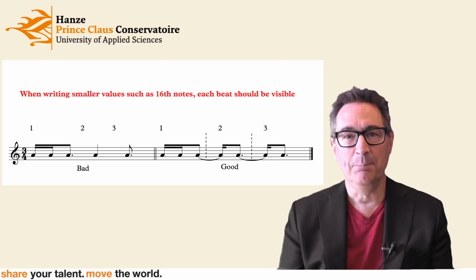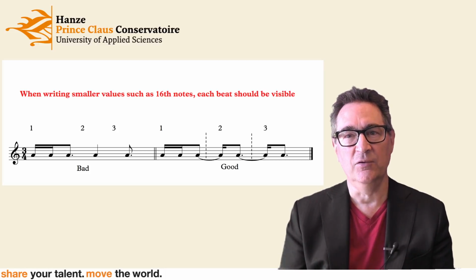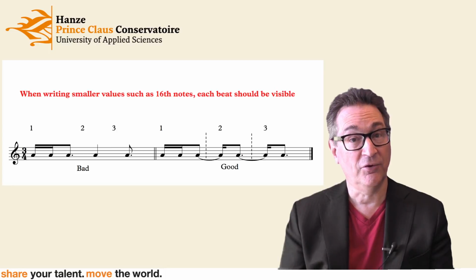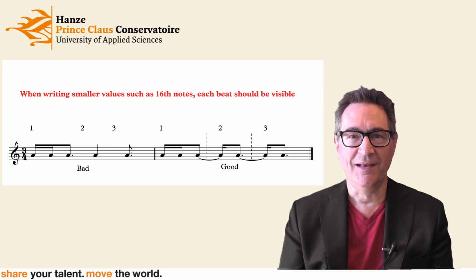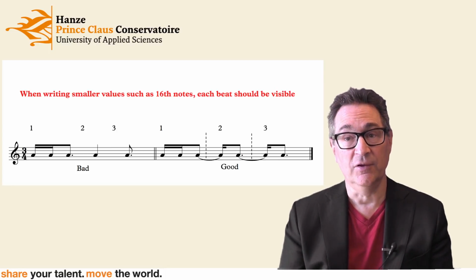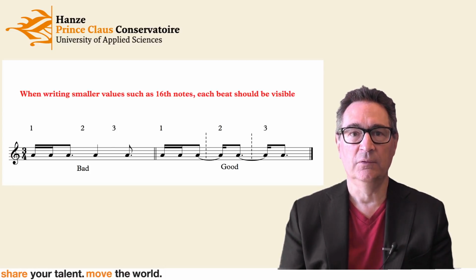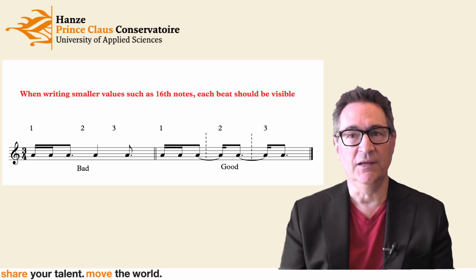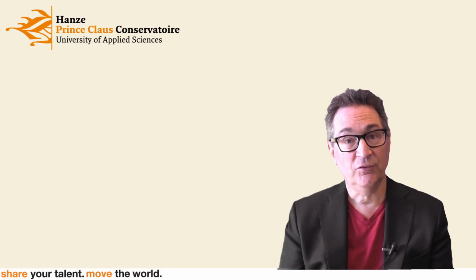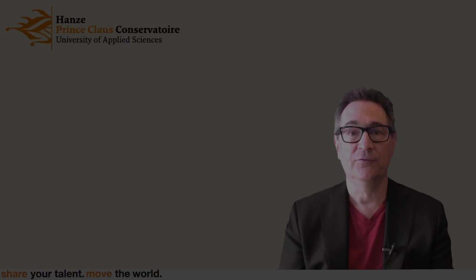For the same reason that the middle of the bar is kept clear by the use of the tie, because the third beat must be visible, when writing smaller values, such as 16th notes, each beat must visually stand alone. The use of a tie between notes is a solution for clarity in notation. Now, try to fix the notation mistakes in the following exercise.